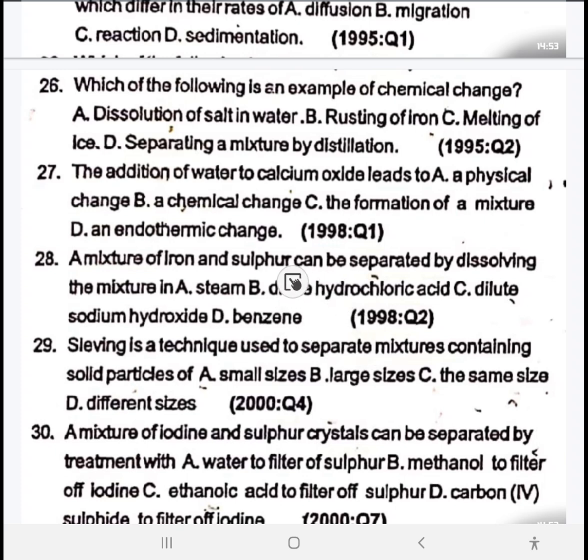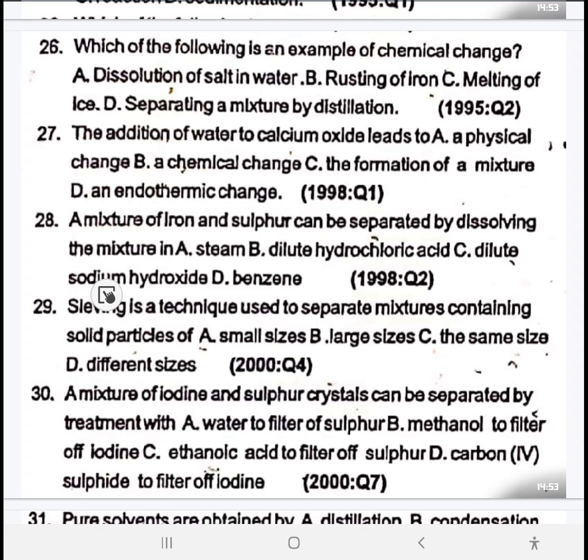Hydrogen chloride. I will go again. A mixture of iron and sulfur: to separate them, you dissolve the mixture in hydrogen chloride. So 28 is option B. 29. I would like to explain this 28 a bit. We still have a couple of minutes. A mixture of iron and sulfur can best be separated by dissolving.